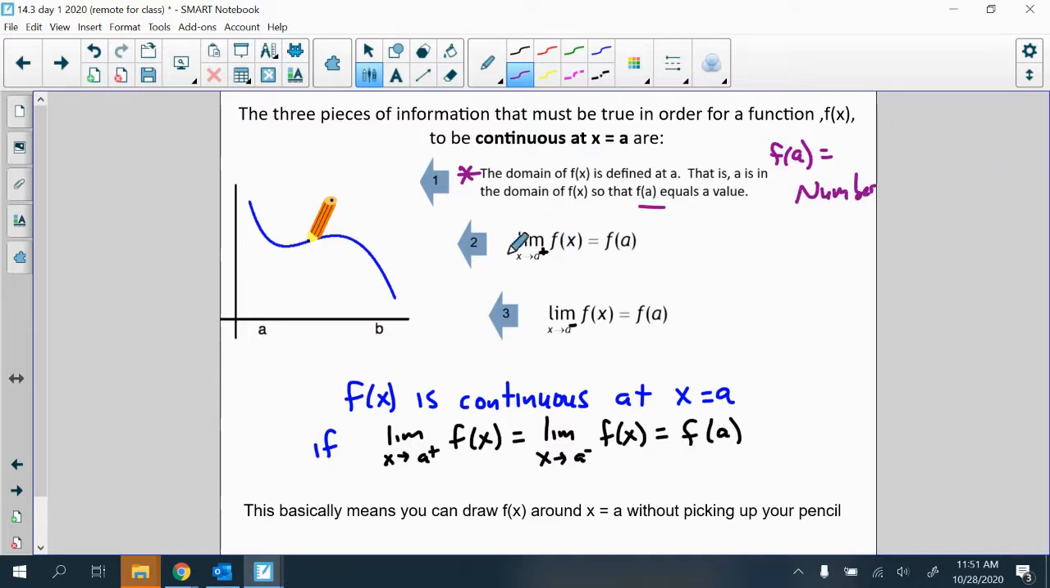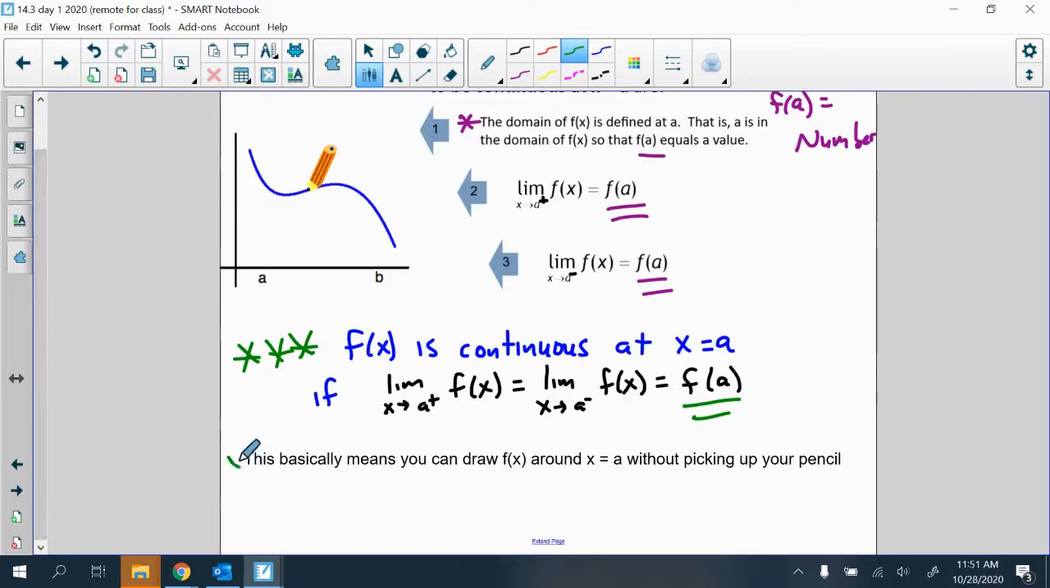Then we also have the limit from the right and the limit from the left are equal to that same number. So in shorthand, this is what we would say: a function is continuous at x equals a if the limit as x approaches a from the right of the function is equal to the limit as x approaches a from the left of the function, which equals the value of the function.